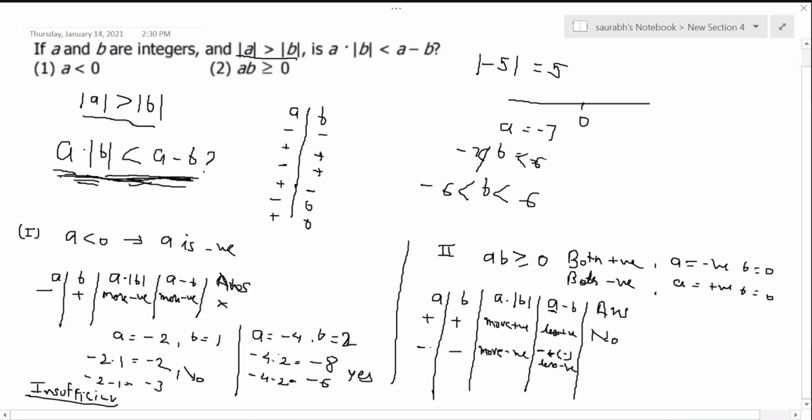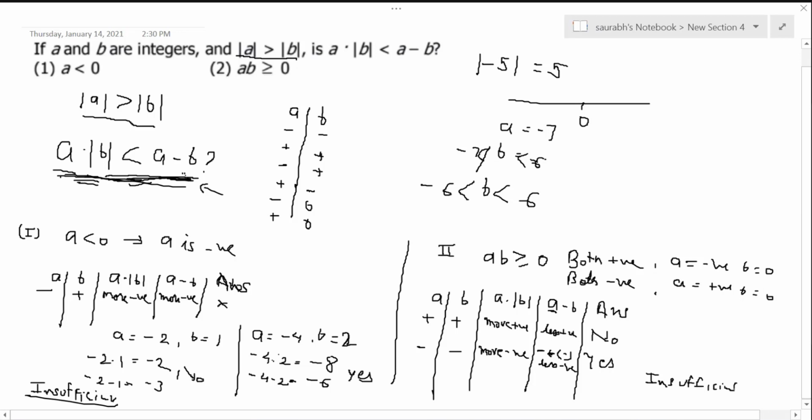So now what is the answer? Now look at your question and give me the answer. One is more negative, one is less negative. Now what's the answer to your question? This time the answer to the question is true. Yes. It's true, right? It's a yes. So again, you're getting contradictory answers, a no and a yes. So definitely this statement is insufficient. Even this statement alone is insufficient.